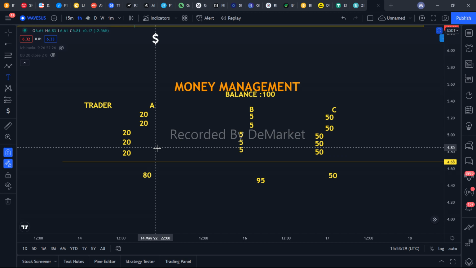You understand? But if you have a bigger balance, you can be using more. But the standard loss type for you, especially if you are just into trading, you need to grow your account first. And how do you grow your account? Is to have good money management.